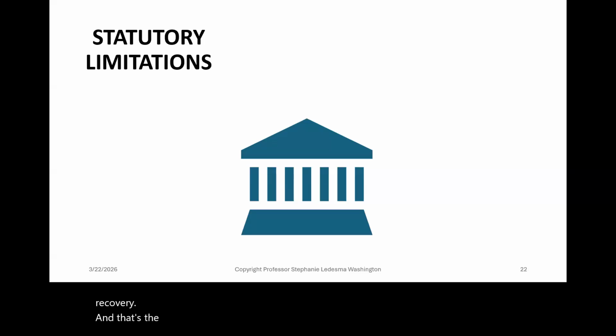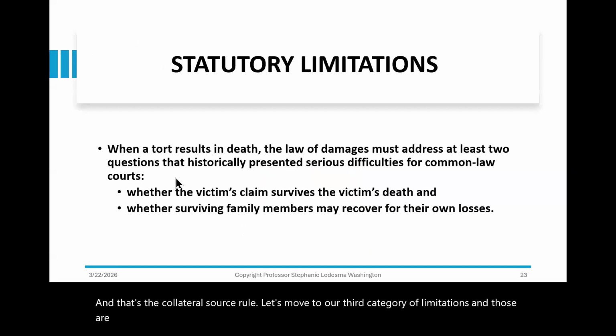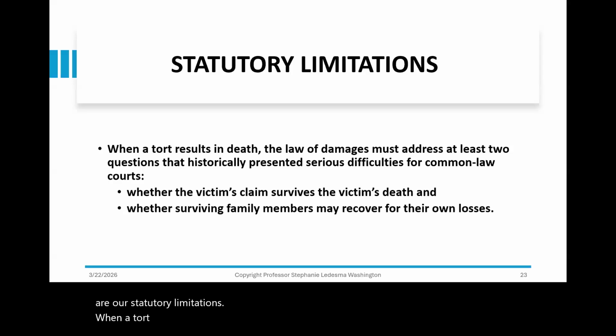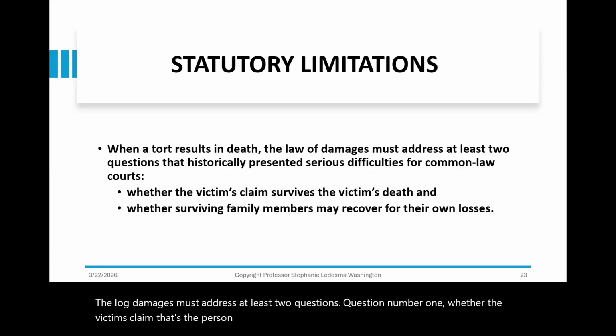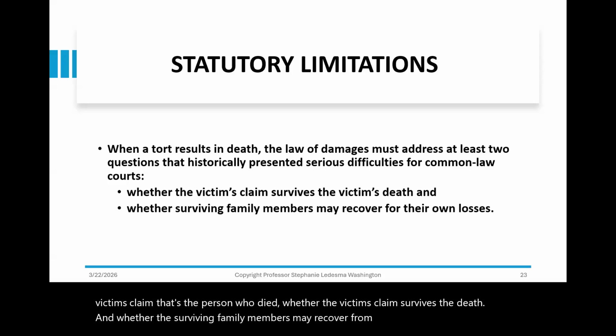Let's move to our third category of limitations, and those are our statutory limitations. When a tort results in death, the law of damages must address at least two questions. Question number one, whether the victim's claim, that's the person who died, survives the death, and whether the surviving family members may recover for their own losses. So we're looking at two things.